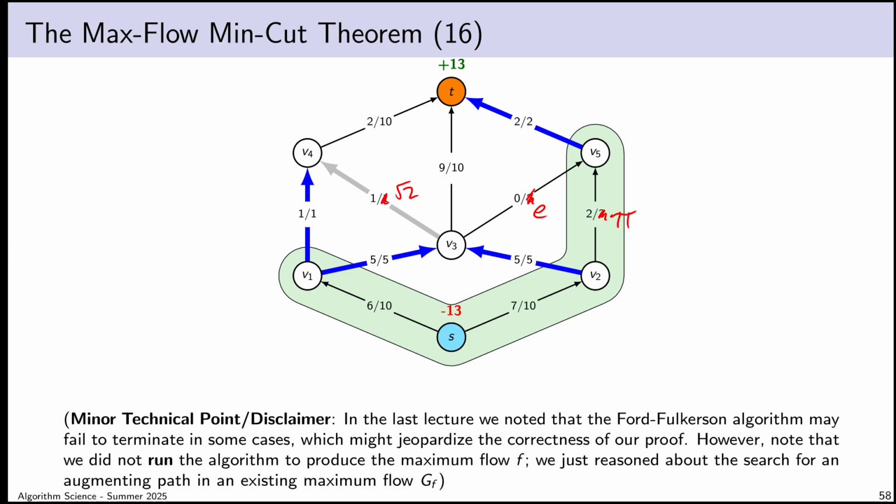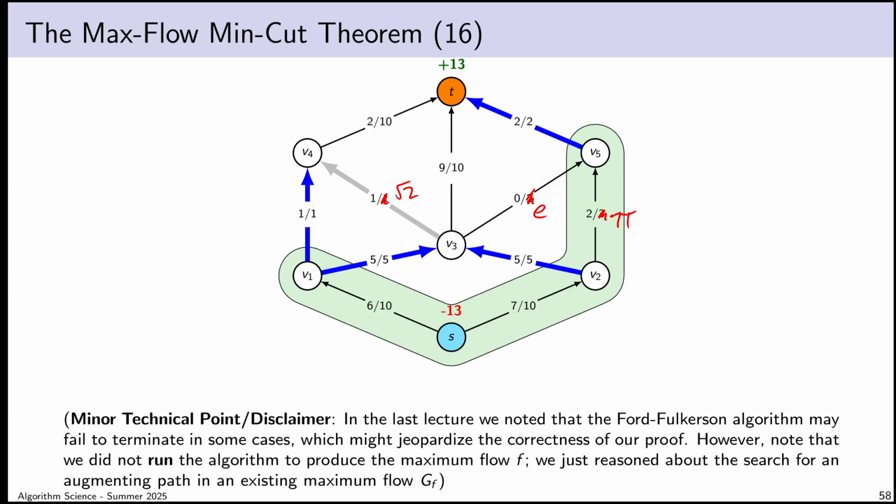It's only the process of getting to the maximum flow that causes the algorithm to enter an infinite loop in some cases. So my proof is still valid, even if there are cases where the algorithm doesn't terminate, because my proof doesn't require that the algorithm was run from the beginning. It just requires that if I have a maximum flow, that I look at the vertices that are reachable in my residual network G_f. So that's why the proof isn't jeopardized by that.